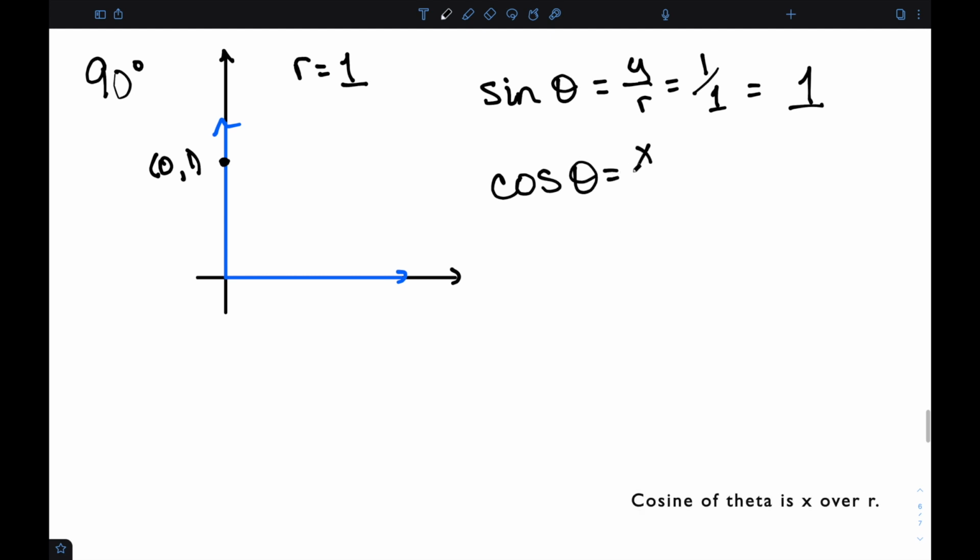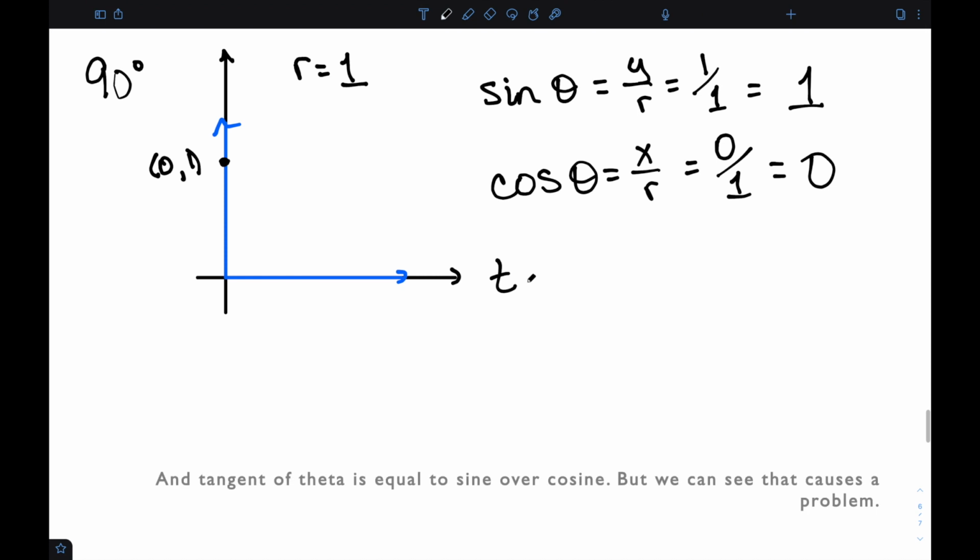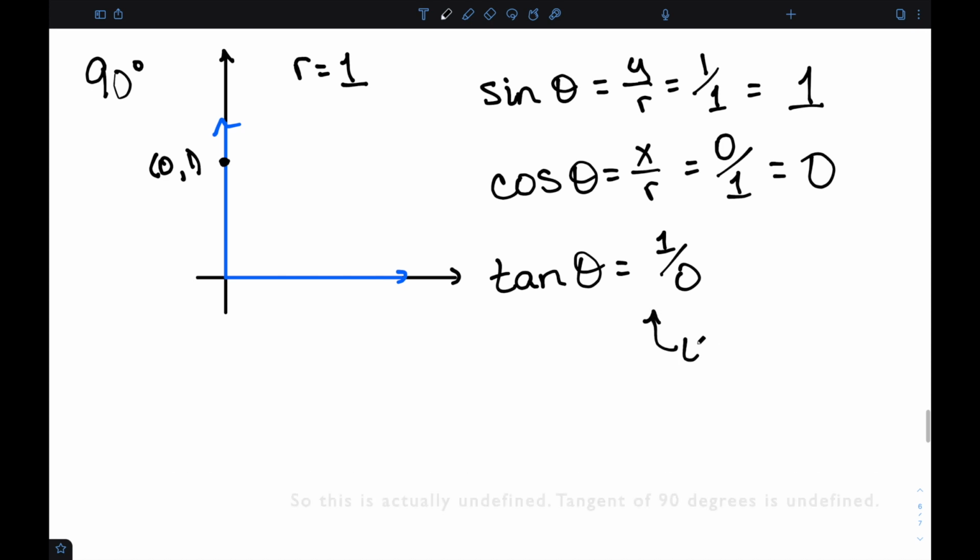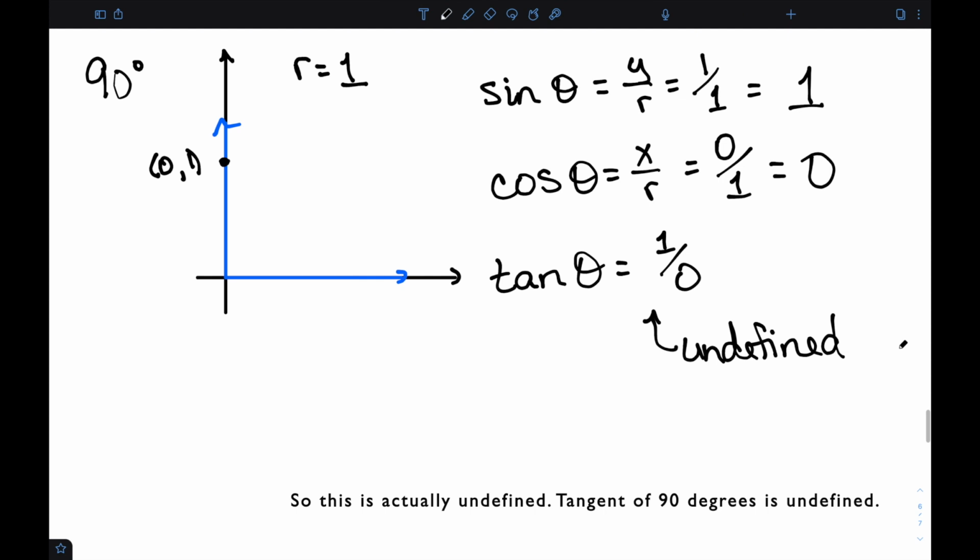Cosine of theta is x over r. We see that x is 0. The radius is 1, so cosine is 0. And tangent of theta is equal to sine over cosine, but we can see that causes a problem. So this is actually undefined. Tangent of 90 degrees is undefined.